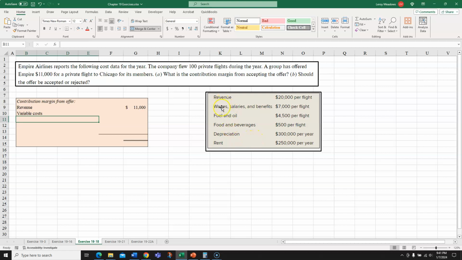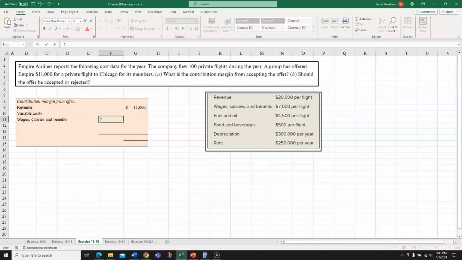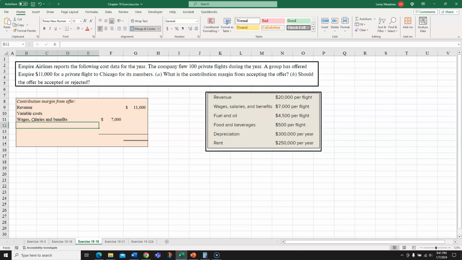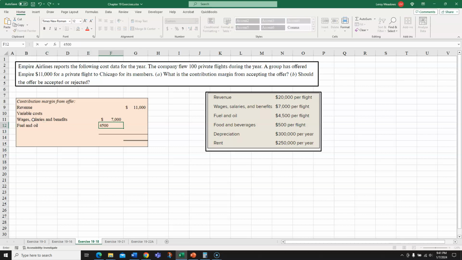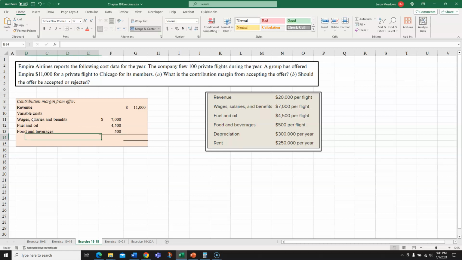So we have wages, salaries, and benefits. Well, that's variable because it's based on a per flight basis. And that's $7,000 per flight. Then we have fuel and oil, because that's based per flight, and that's $4,500. And then we have food and beverages, $500 per flight.